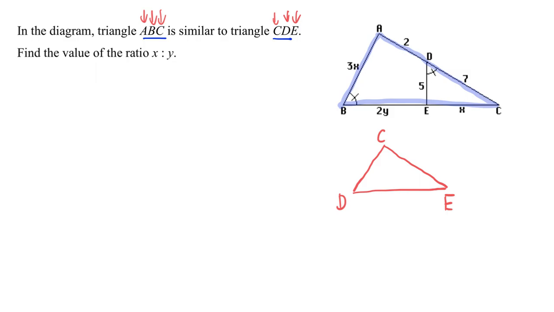And I'm going to now write down all the lengths. So CD is 7, DE is 5, and CE is X. And now we are ready, okay? So find the value of the ratio X is to Y. So this means that I would then need to find what is X over Y.